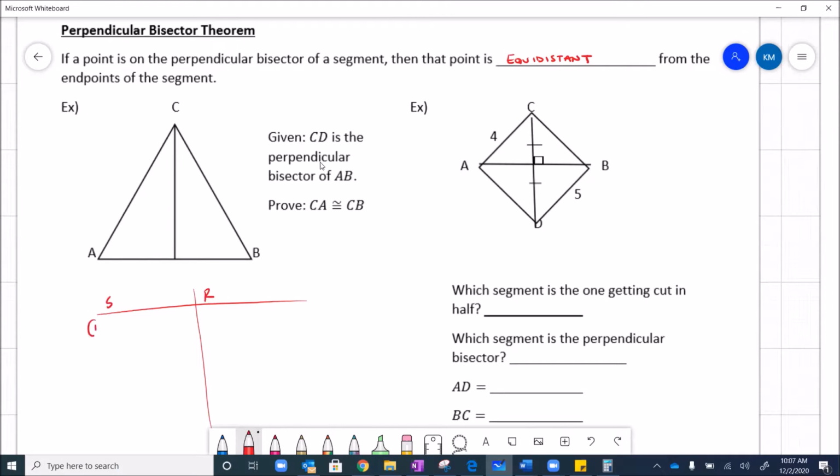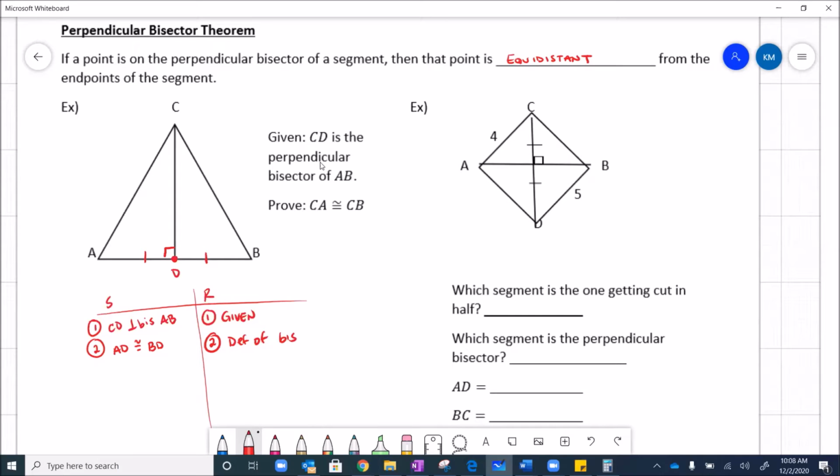Okay, so one, I'm going to start with the given. CD is the perpendicular bisector of AB. And that's given. Okay, so I'm going to write that down, and then I'm going to mark it. So these are a couple things that I know. I'm going to name this point D so I can talk about it. Okay, so number 2. Now I can say that AD is congruent to BD, because that's the definition of bisector, right?